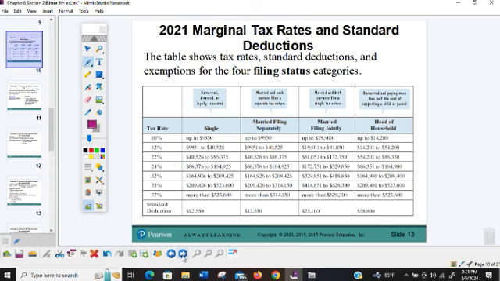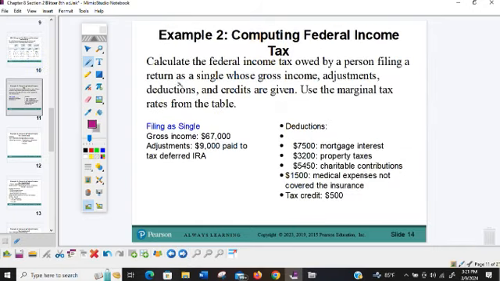Okay, so let's look at an example. It says calculate the federal income tax owed by a person filing a return as single, whose gross income, adjustments, deductions, and credits are given. Use the rates from the table. Okay, so this person has a gross income of $67,000. They have an adjustment of $9,000 made to a tax-deferred IRA. So you guys know that we're going to do an adjusted gross income in a second. We're going to subtract that out.